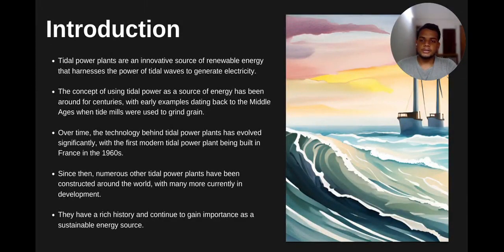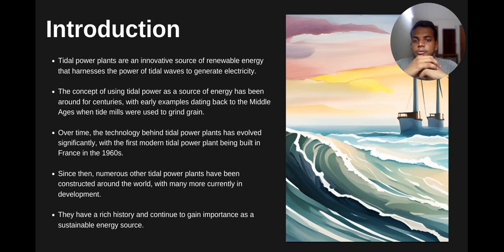So, what are tidal power plants? Tidal power plants can be summarized as an innovative source of renewable energy that harnesses the power of tidal waves to generate electricity. As we know, due to the gravitational pull of the moon on the Earth's surface, there are varied differences in the height of the water level of various water bodies, primarily the oceans and the lakes, which causes high tides and low tides. So these are harnessed to rotate the turbines and generate electricity, which we will be exploring in depth afterwards.